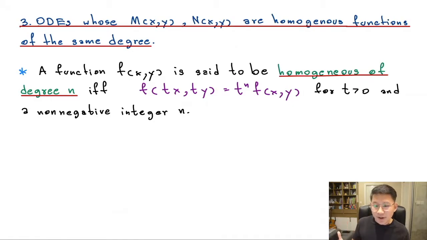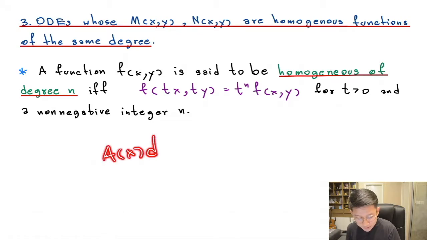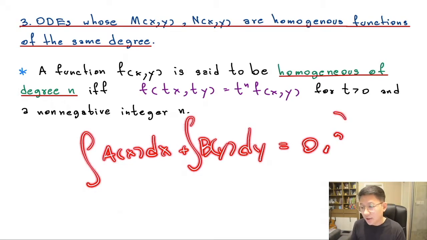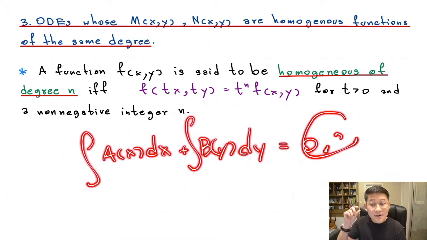Okay, the next topic is the third one, the ODEs whose M and N are homogeneous functions of the same degree. In the previous section, we know how to solve the ODEs when it can be written in this form, right? A(x)dx + B(y)dy = 0, and this is separable. We know how to solve the separable differential equation. You just integrate them and get C here, and that's easy. And that's a special type of ordinary differential equation.